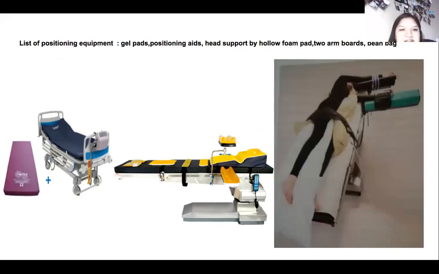So positioning equipment, we need gel pads, we need positioning aids, head support or a hollow form pad, 2 arm boards, and bean bags. And these are just examples. I tried to find the best pictures I could that show details.